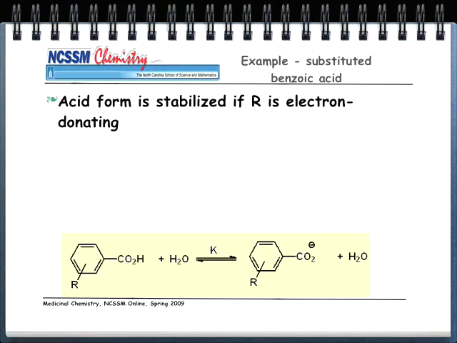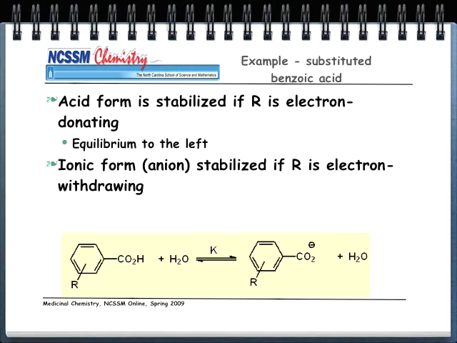What happens here is, if R is electron donating, and you can read about that in your book a little bit, it's also what we did in the lab last week, then the acid form is stabilized. It's going to be less acidic, and the equilibrium goes to the left. If R is electron withdrawing, that stabilizes the right-hand side of this reaction. Equilibrium goes to the right, and I have a stronger acid.